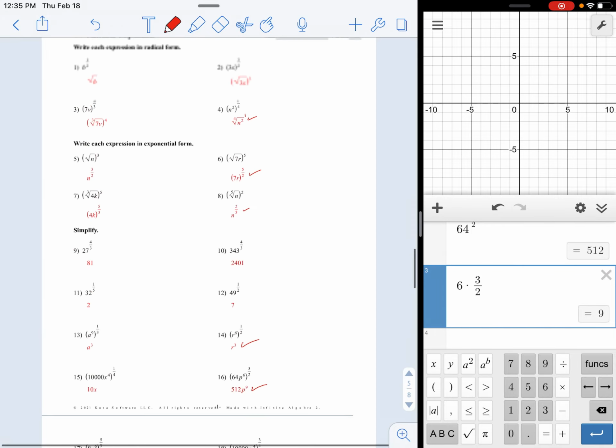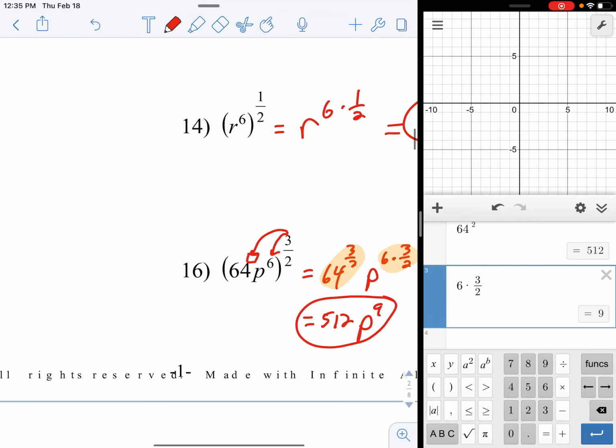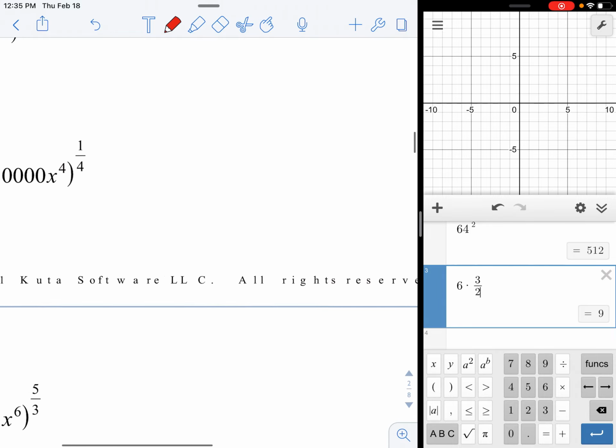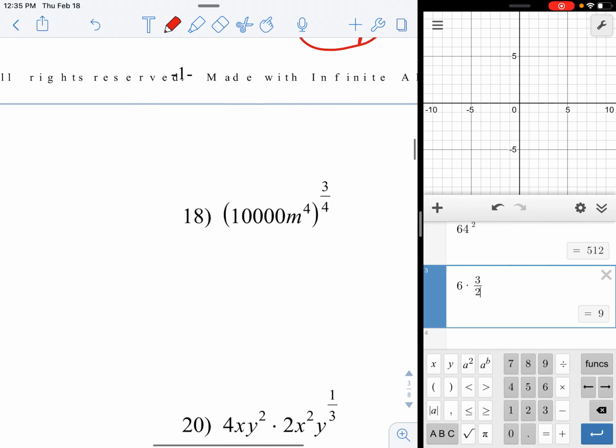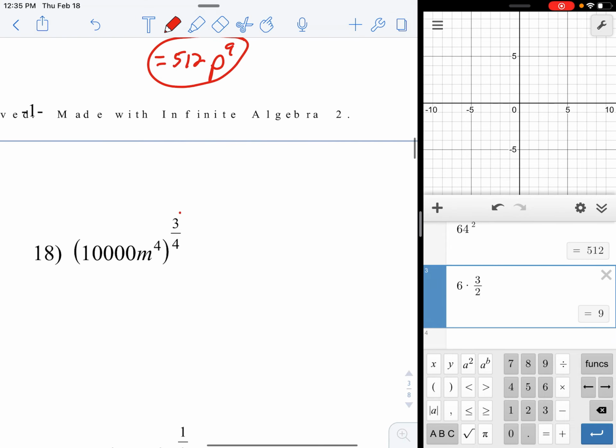So the ones that you're going to do over here, right next to those, are very, very similar. You can just kind of use mine as models to help you do yours. Number 18. Oh, 18 is very similar to 16. So I need to apply this power to 10,000 and to that. So I get 10,000 to the 3/4 power, m to the 4 times 3/4 power.